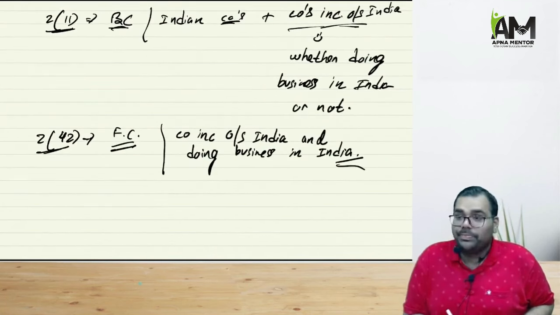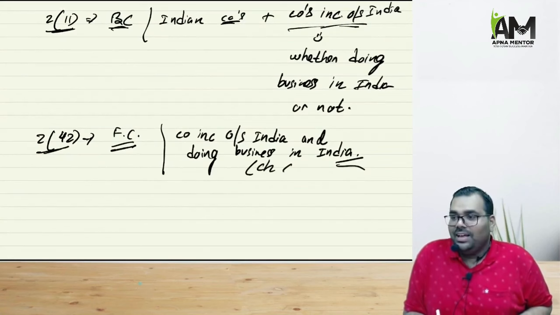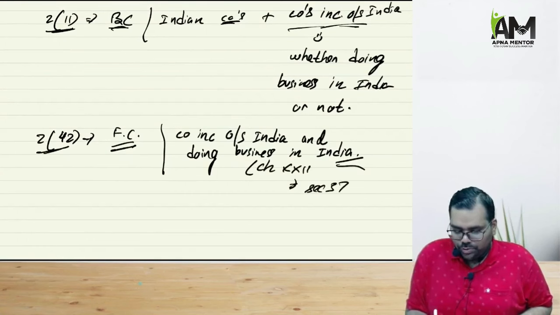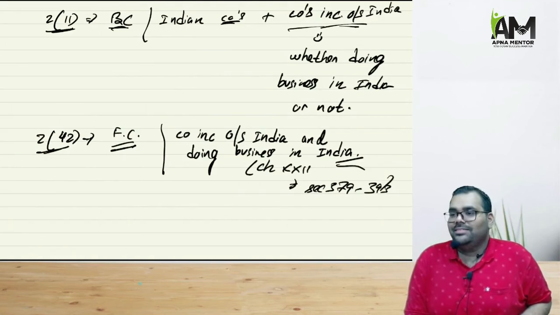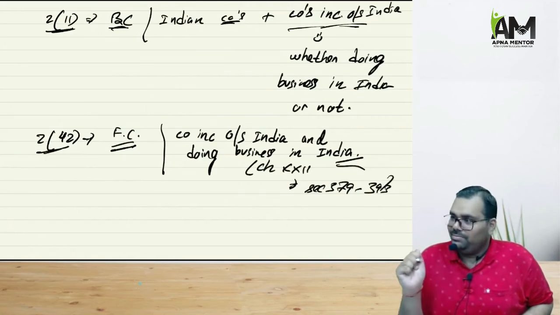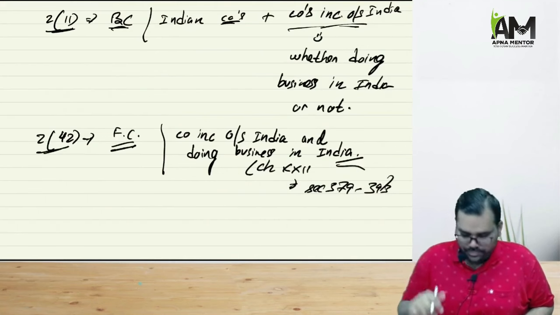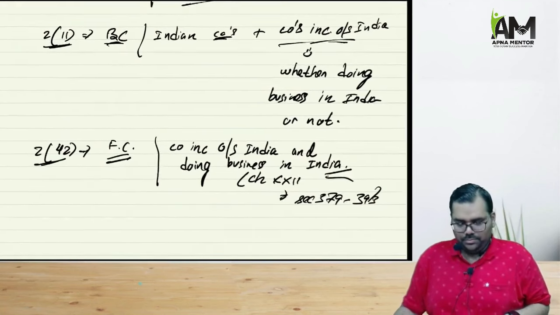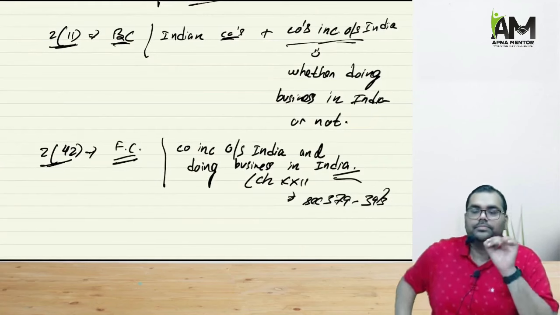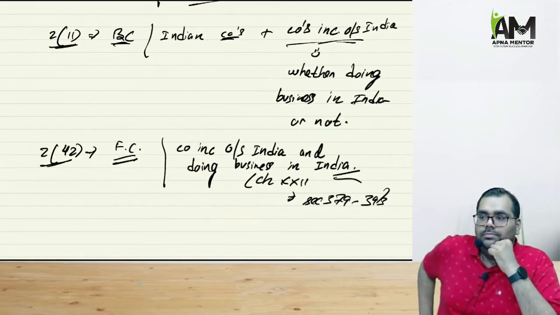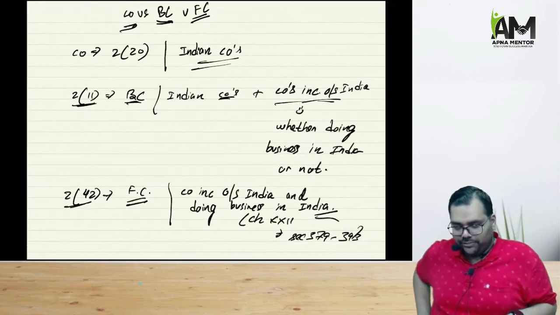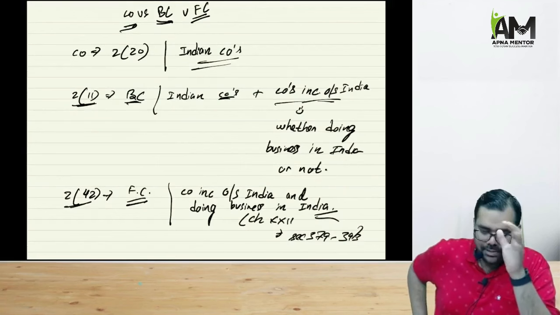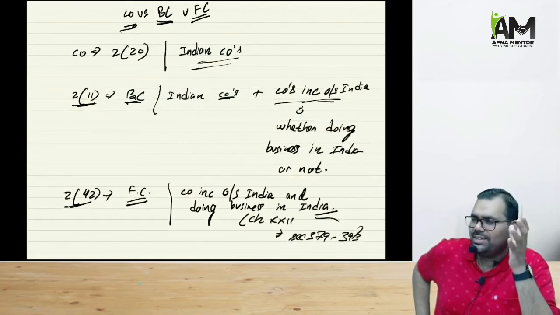And for these companies, we have made chapter number 22, and we will talk about sections 379 to 393. So technically, these are also body corporates. I believe the basic difference is clear: company versus body corporate versus foreign company. That base should be clear so that you do not have any confusion.